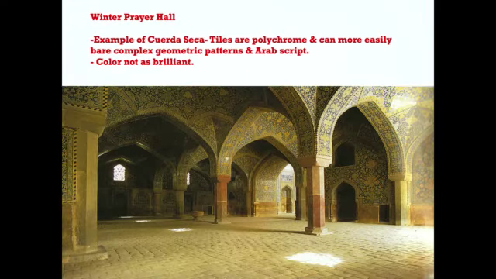This is the winter prayer hall, an example of cuerda seca, where the tiles are polychromatic and can more easily bear complex geometric patterns and Arabic script. Color in the cuerda seca, though, is not as bright and vibrant.